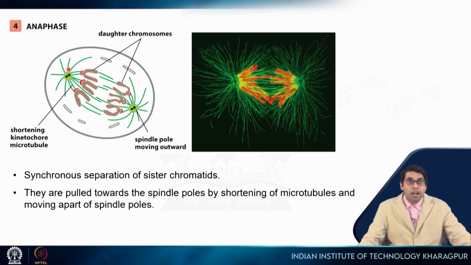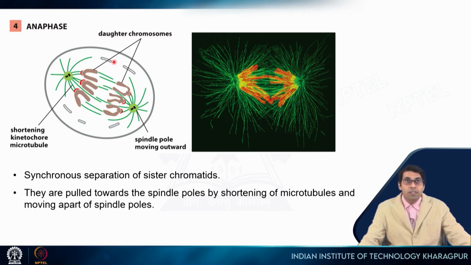The fourth stage, anaphase, is triggered suddenly, and that happens when the two sister chromatids are separated. How does this happen? The sister chromatids are connected together by certain proteins called cohesins. You can think of them as glue, right. These cohesin proteins form a complex which attaches the two sister chromatids together.